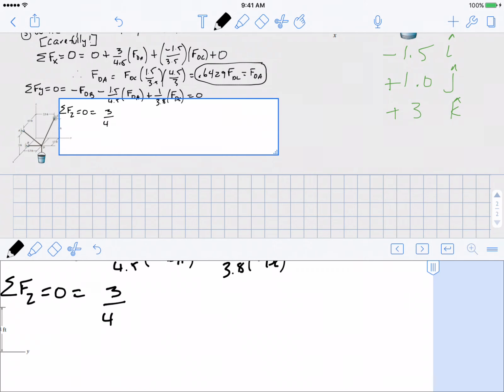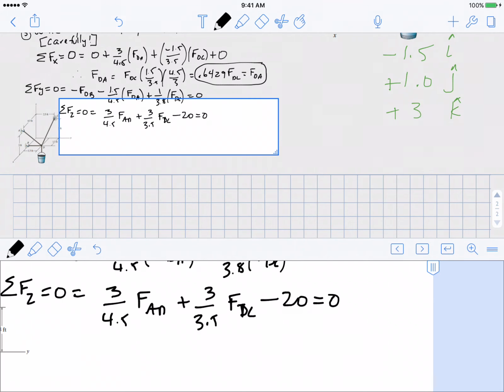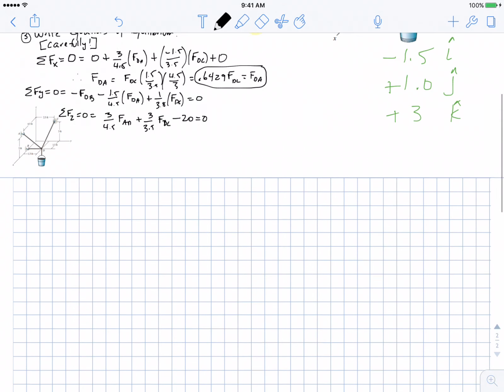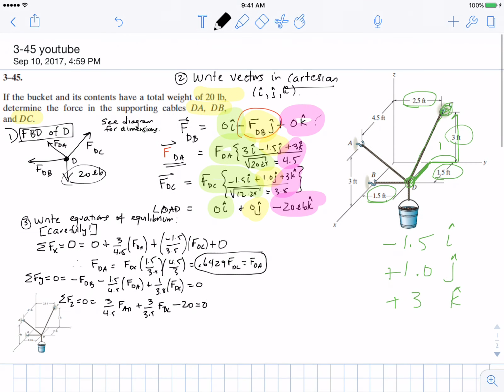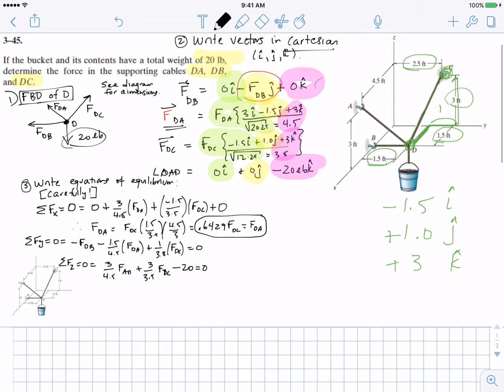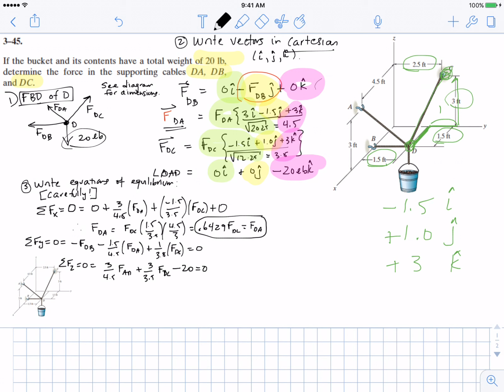Three over 4.5 FDA plus 3 over 3.5 FDC minus 20 equals 0. All right. So what do we do next?